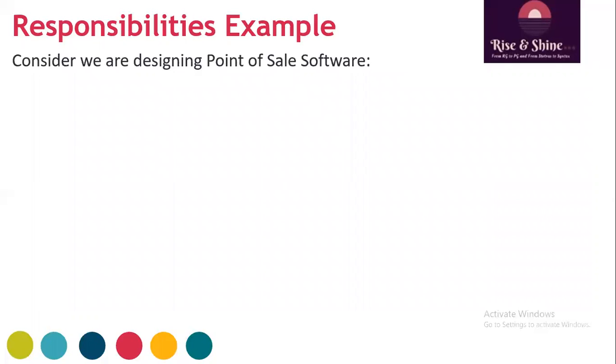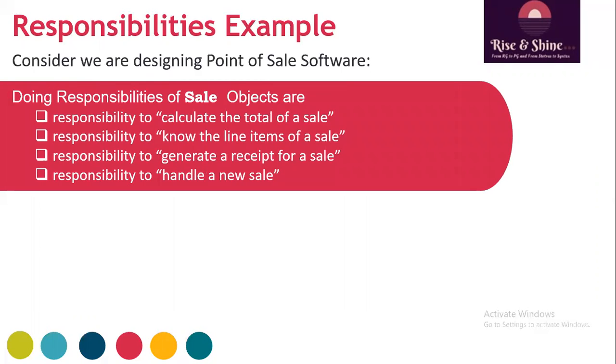Consider we are designing point of sale software, that is POS software, which is installed at the exit point of any supermarket. The doing responsibilities of the sales object in this POS software: the responsibility to calculate the total of the sale is a doing responsibility. The responsibility to know the line items of the sale, generate a receipt of the sale, or handle a new sale. All these are doing responsibilities.